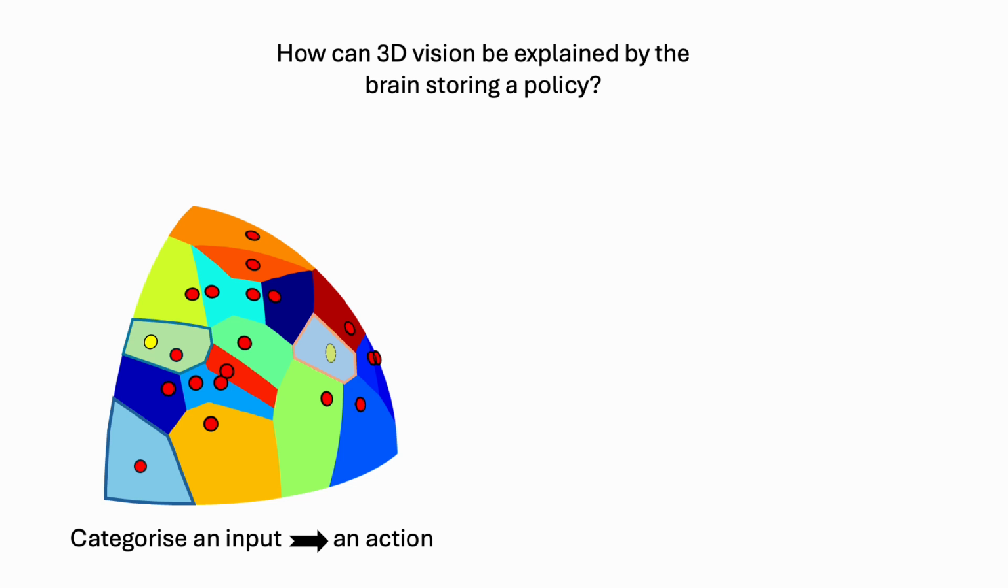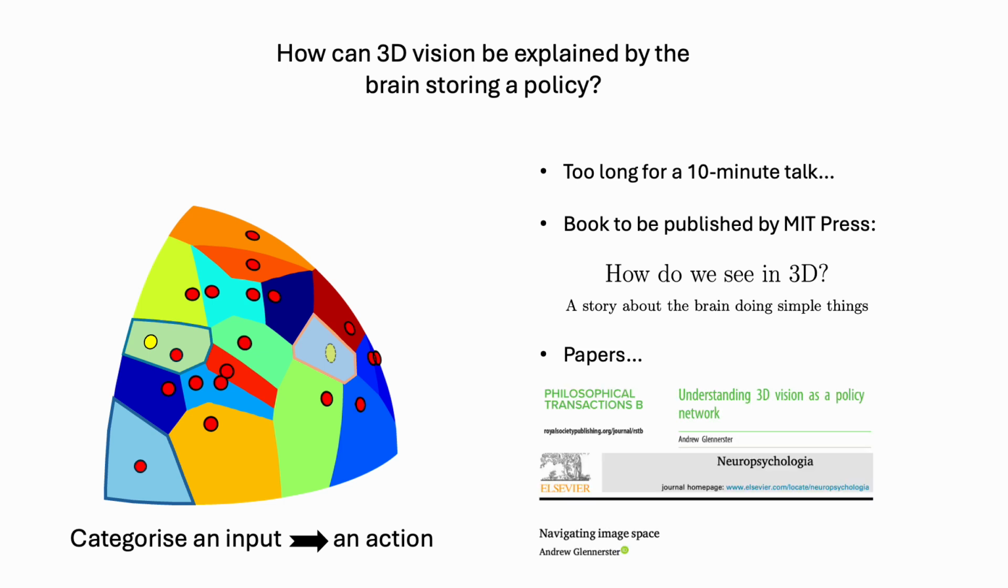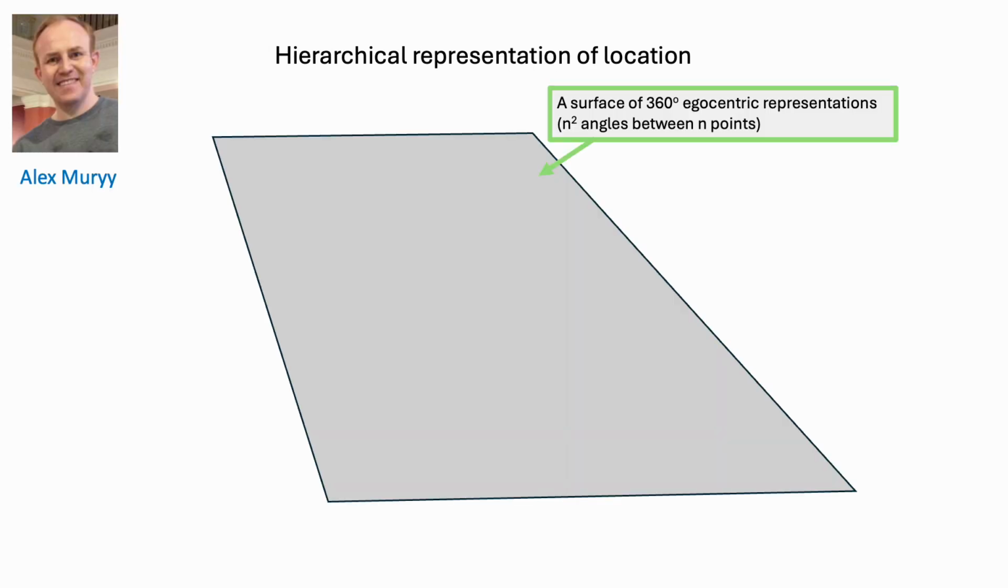So 3D vision. How are we going to explain 3D vision using the tools that I've just described, i.e. that the brain stores a policy? Well, that's too long for a 10-minute talk. I'm writing a book on this to be published by MIT Press, but you're welcome to read the papers that are out already where I describe this. I'm going to talk about two quick examples.